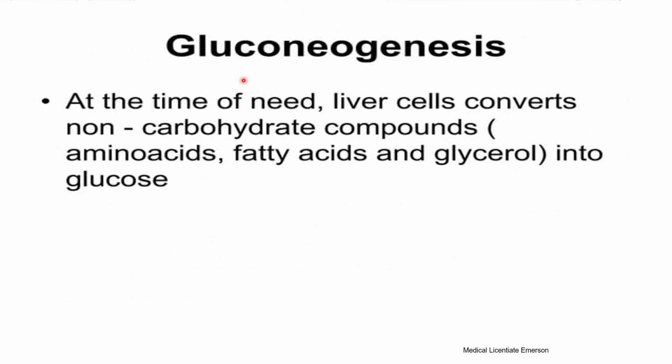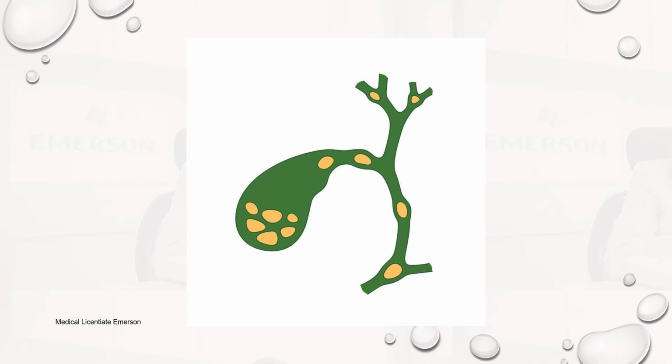Then there's also another metabolism known as gluconeogenesis. At the time of need, liver cells convert non-carbohydrate compounds such as amino acids, fatty acids, and glycerol into glucose. As the name suggests, gluco for glucose, then neogenesis, meaning you are making something new. You are building. So gluconeogenesis is, of course, making glucose from non-carbohydrate precursors.